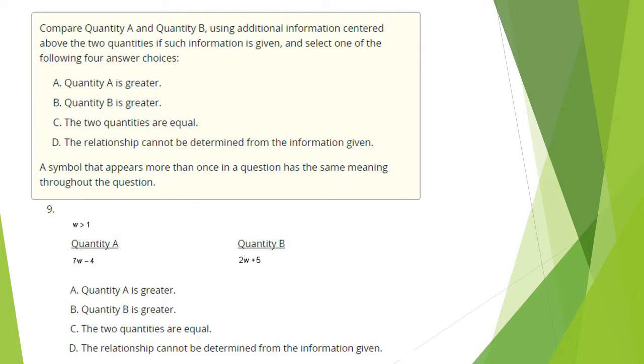Question number 9. W is greater than 1. Quantity A is equal to 7W minus 4, and quantity B is equal to 2W plus 5. Now that you have read the question, take a moment to review it. Use the tips we discussed to best determine and/or estimate the relationship between the two quantities. Pause the video while you work. When you are ready to review the answer, resume play.